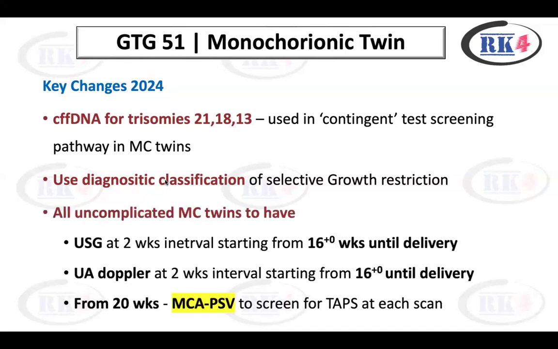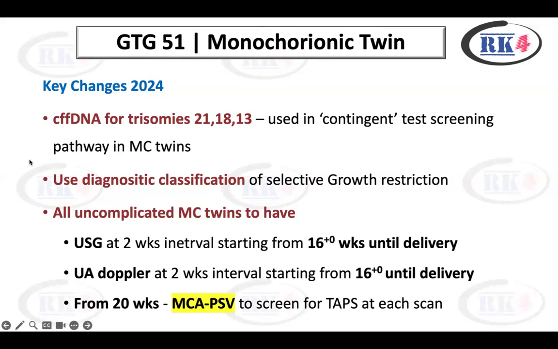And all uncomplicated monochorionic twins should have an ultrasound at a 2 week interval, which will start from 16 plus 0 weeks until delivery. And by the way, this is a recall question, a very, very important recall question. And umbilical artery Doppler will start from 16 plus 0 weeks until delivery. Actually, we are doing it to see the risk of twin transfusion syndrome. And this is a new addition.